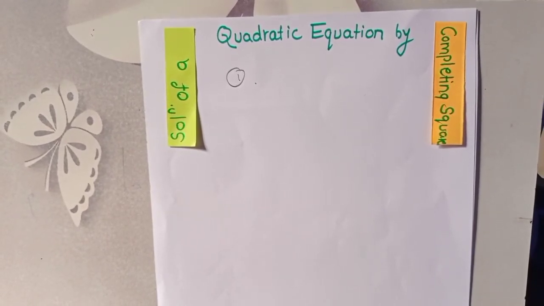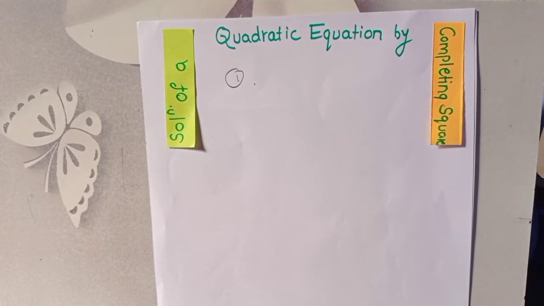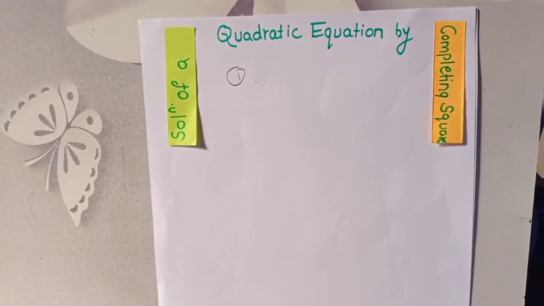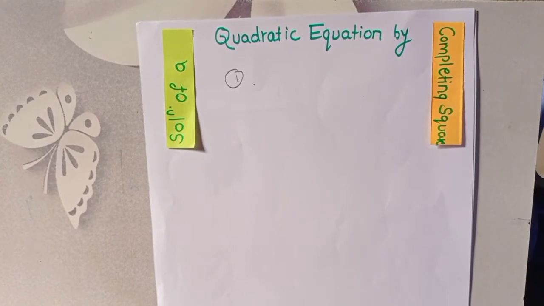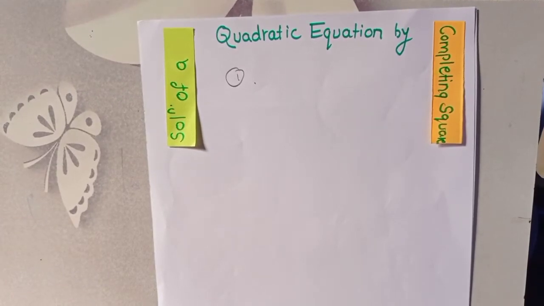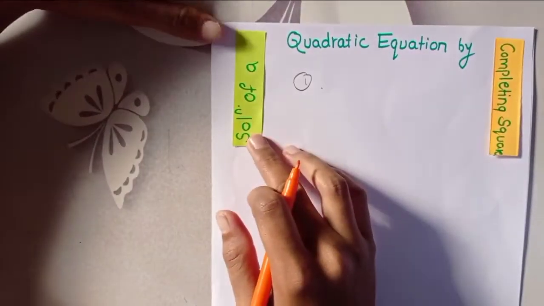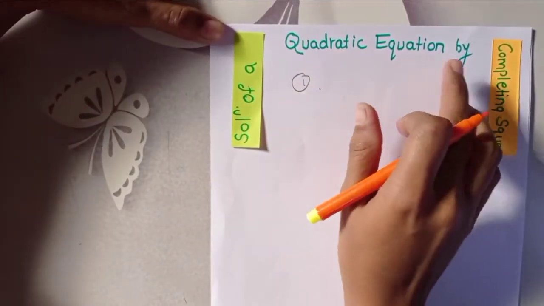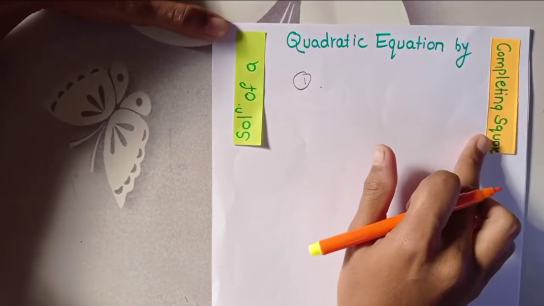In the second video of the quadratic equation, I solved quadratic equations by the factorization method. And in this video, we are going to find the solution of a quadratic equation, not by the factorization method, but by the completing square method. How to find the solution of a quadratic equation by the completing square method.